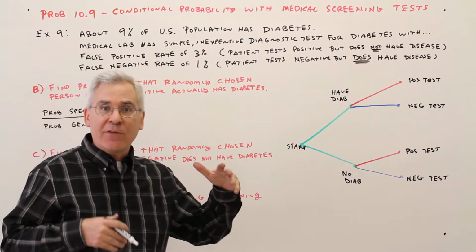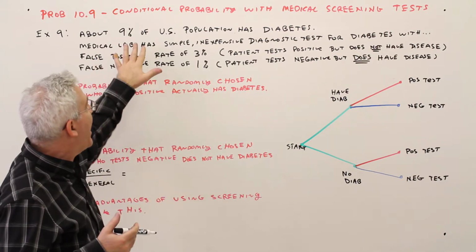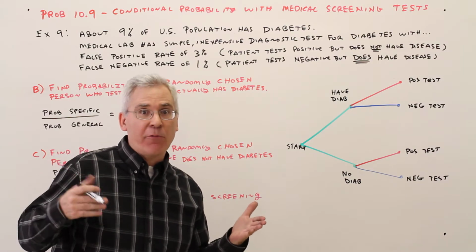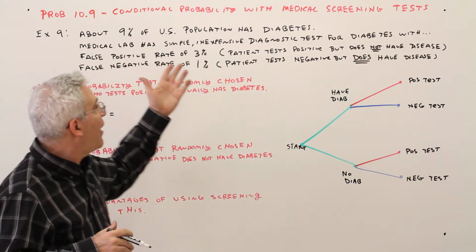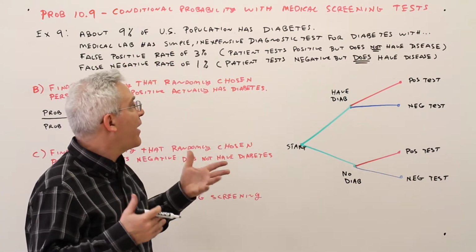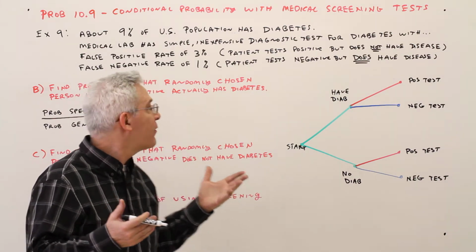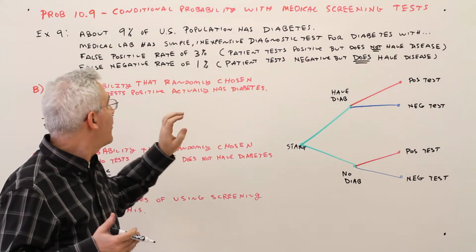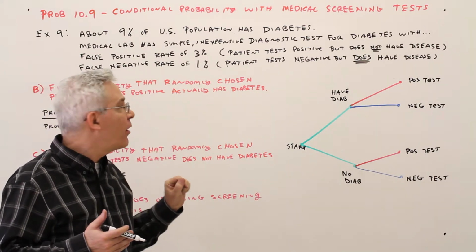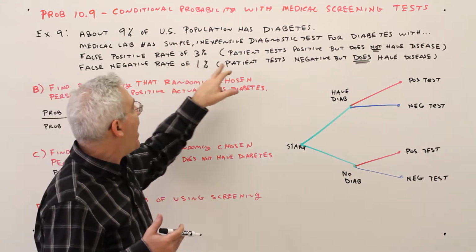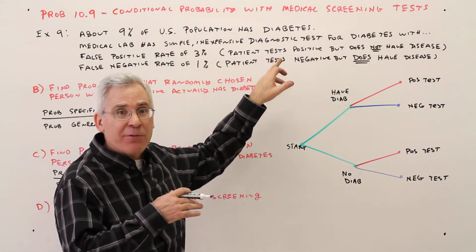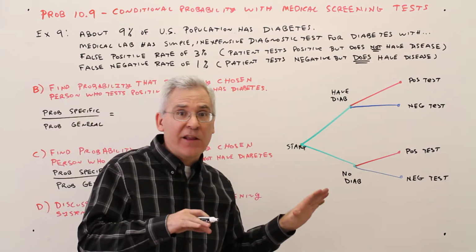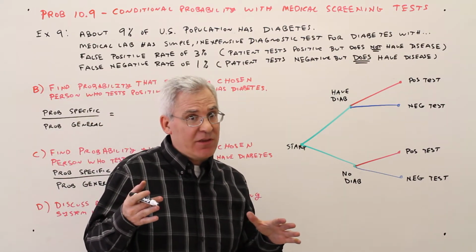The American Diabetes Association estimates that about 9% of the U.S. population has diabetes, and that is on the rise. A medical lab has a simple, inexpensive diagnostic test for diabetes with a false positive rate of 3% and a false negative rate of 1%. A false positive means you test positive, but you don't have the disease. A false negative means you test negative, but you actually do have the disease.